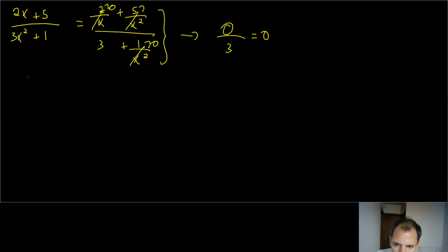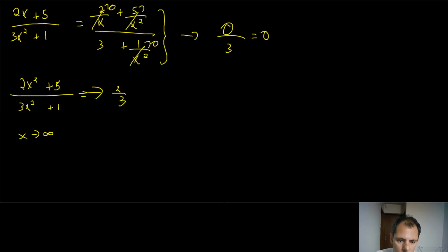Now let's try another one here. 2x squared plus 5, over 3x squared plus 1. So it's x squared in both. Just take the coefficients of the x's with the largest power because they're equal. So as x approaches infinity, this approaches, not equals, 2/3.